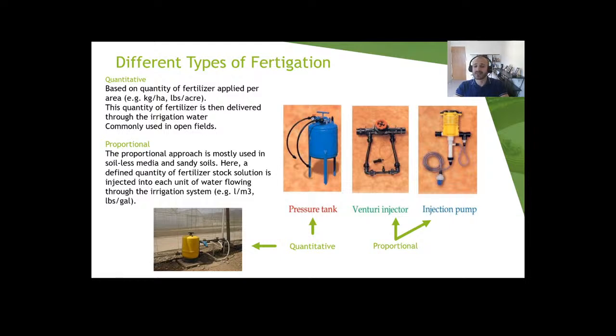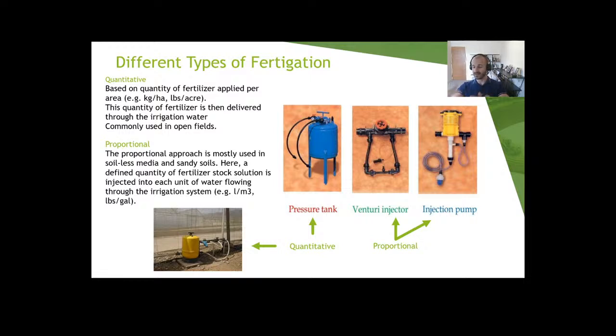Also, we can basically summarize fertigation into different approaches. One is quantitative, and is based on the quantity of fertilizer applied. The agronomist calculates how much fertilizer is needed for a crop, for a certain area, for a certain surface. This quantity of fertilizer is put inside a pressure tank. And this tank is inside a little bypass, which means that there is the main irrigation line, and there is a bypass with a pressure tank.